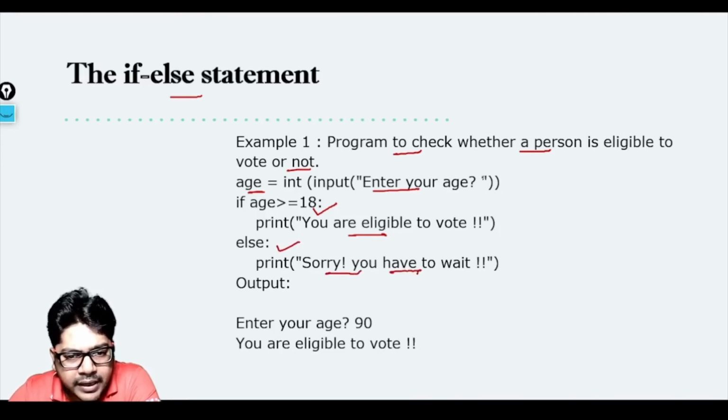This is a very simple one. You can try it on your own and it is going to work absolutely fine. And here you see greater than or equal to. So if you enter 18 also, it is going to say you are eligible to vote. Anything less than 18, it is going to give you "sorry, you have to wait."